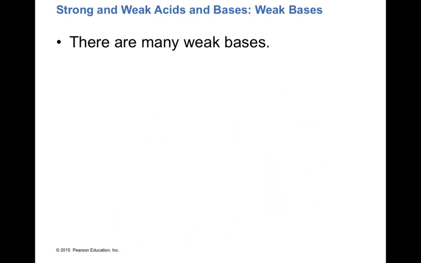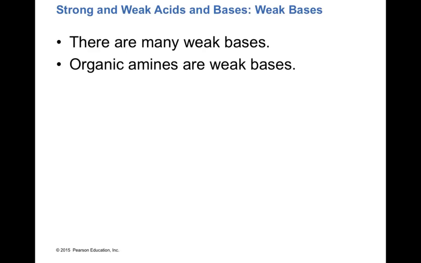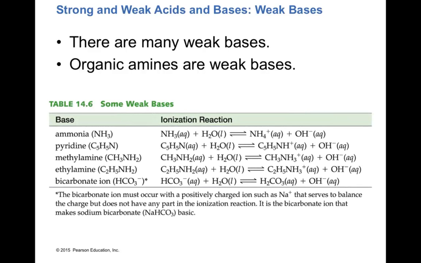There are many weak bases. Most of the common weak bases are organic amines. These are the most common weak bases. We have ammonia, pyridine, ethylamine. So we have a lot of different kinds of weak bases with amines, and as you can see here, this type of arrow is a representation of a weak compound. It could be an acid or it could be a base. In this case, it's a weak base because we're talking about amines. So this is going to give us also a hint about whether the base or acid is strong or weak.